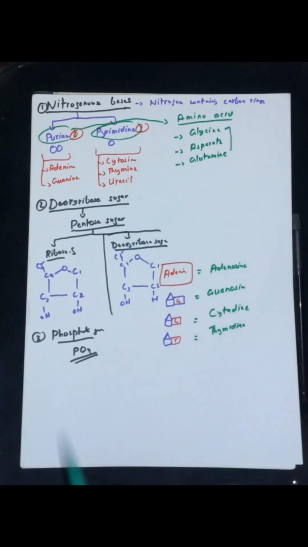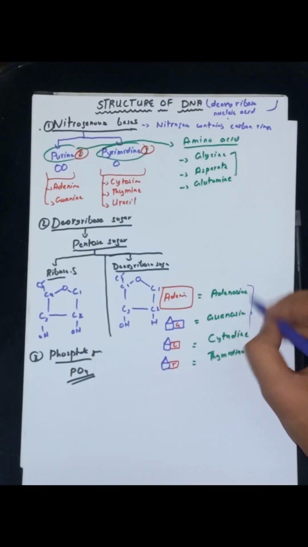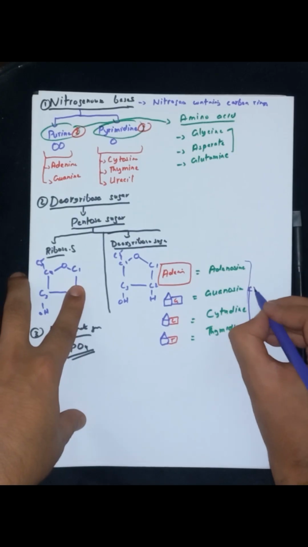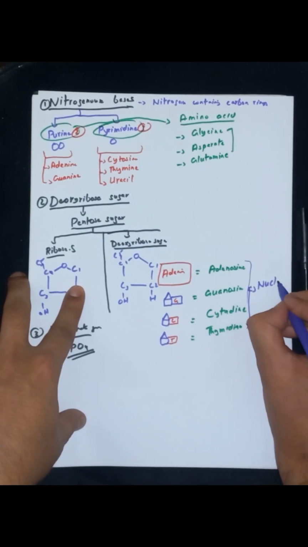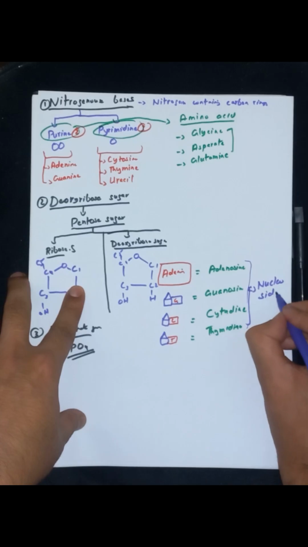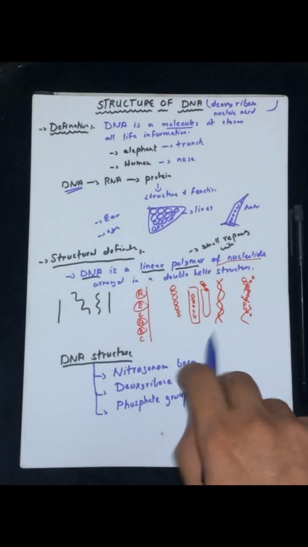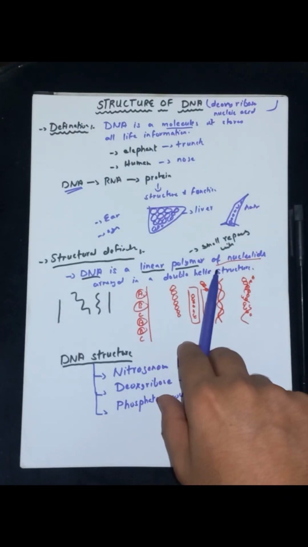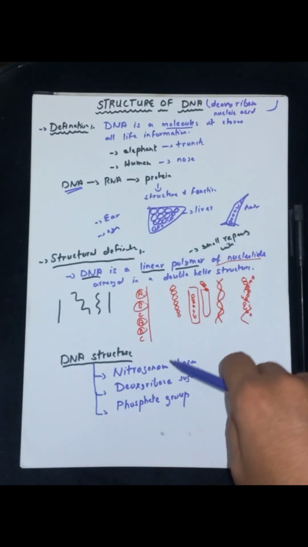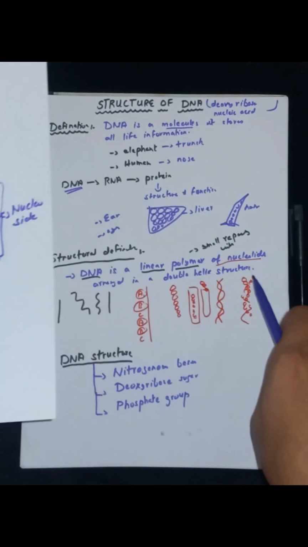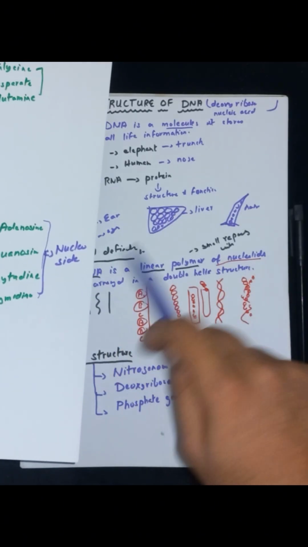The nitrogenous base must combine with deoxyribose sugar. And what is formed here? These four are a group of nucleosides. So now we have a nucleoside here. Okay, but what we needed, look at here again, DNA is a linear polymer of nucleotides, and these three should combine. So we have made a nucleoside here but not a nucleotide. So let's make this nucleoside a nucleotide.